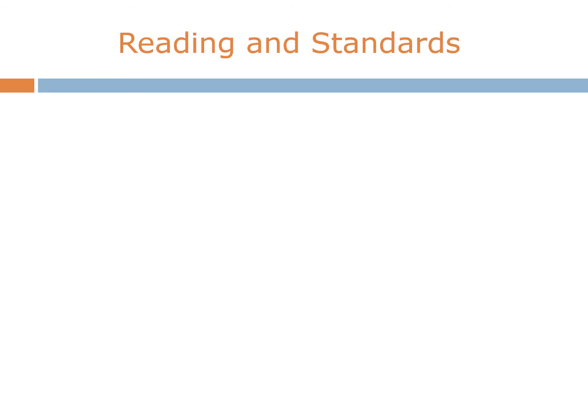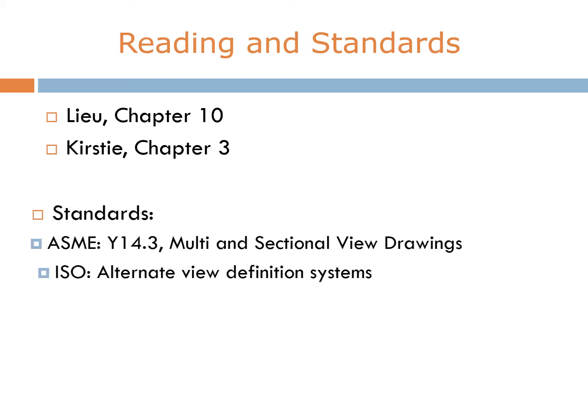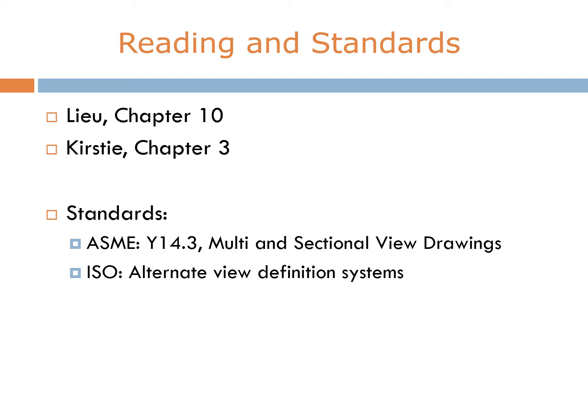The reading and the standard related to these topics are the following. You can read chapter 10 of the electronic PDF textbook, and the paperback textbook, which we use the most, is chapter 3. Chapter 4 will tell you how to create a multiview in AutoCAD, which we will cover in the next module. Here are the standards. The ASME standard and ISO standard also give instructions on how you can create these things based on some protocols.